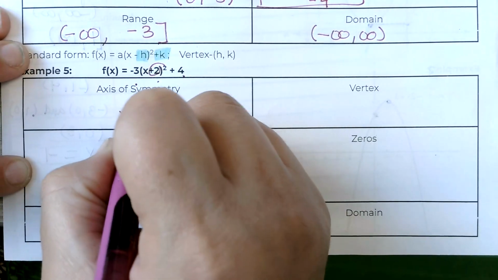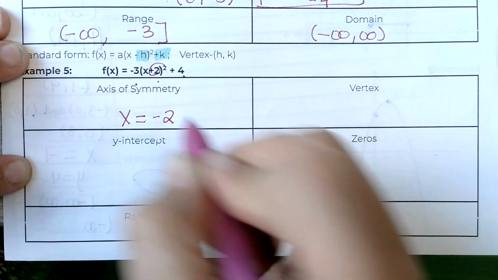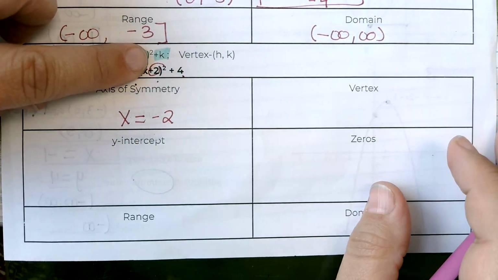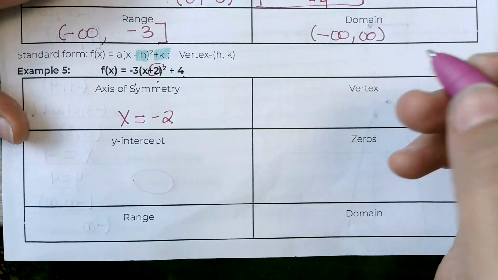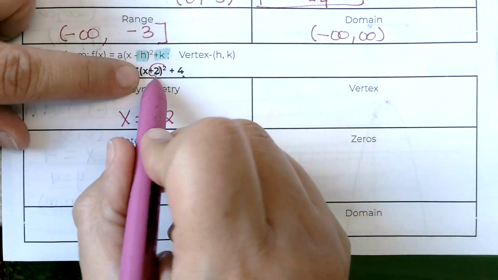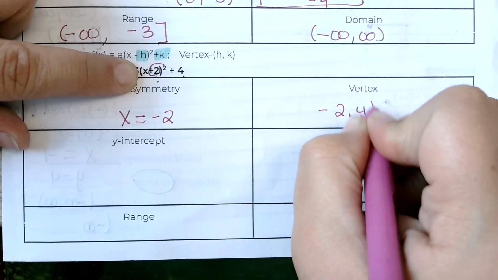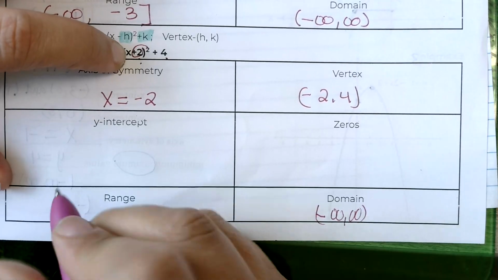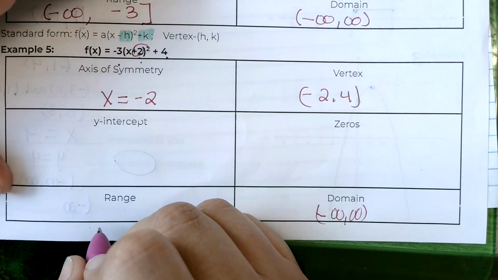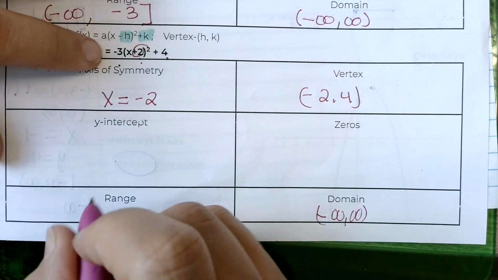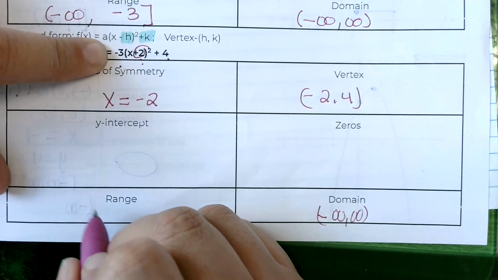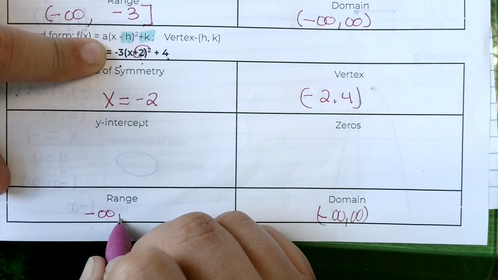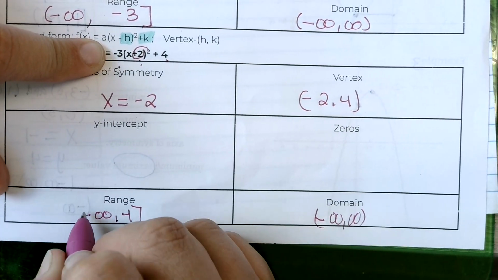You do have to change your sign. If you remember, I taught you that your x is lying to you, right? When you pull him out, he's lying. The vertex is both numbers, negative 2 and 4. We know the domain is negative infinity to infinity. We know the range. Now that we know the vertex and that we know that this is negative, we know that it goes from negative infinity to 4.